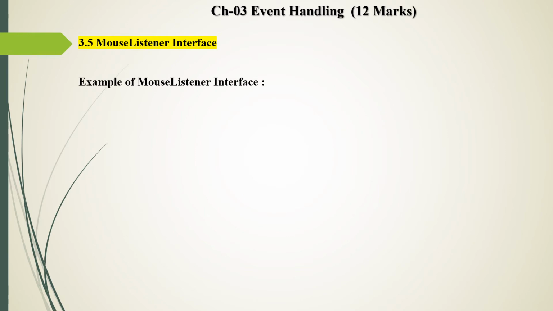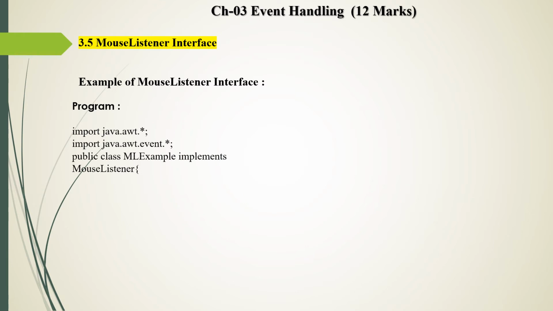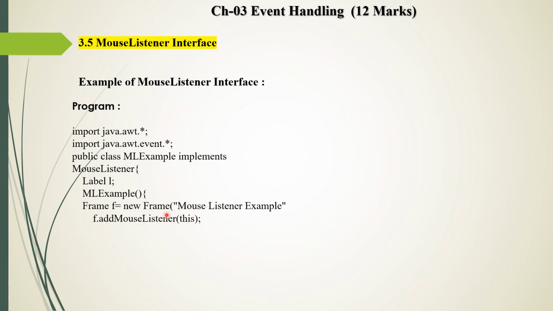Then we see an example of the mouse listener interface. First we import two packages, java.awt and java.awt.event. Then we define one class, public MLExample, and implement MouseListener. Then we define one label. Then we define the constructor of our class MLExample. Then we create one frame, object f, and the frame title is Mouse Listener Example. Next we register our frame with addMouseListener. The mouse listener is registered with the frame.